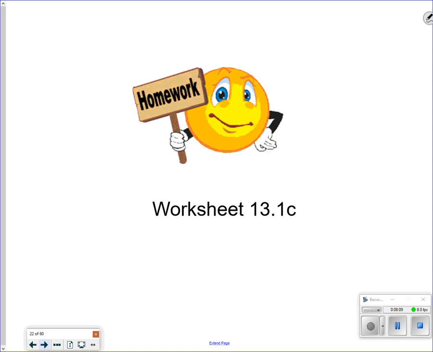Your homework assignment is another worksheet. And the entire chapter is a worksheet because we're out of the book right now. Worksheet 13.1C or 13.1 Day 3 worksheet. If you have any questions, please make sure you talk to your teacher, and good luck.